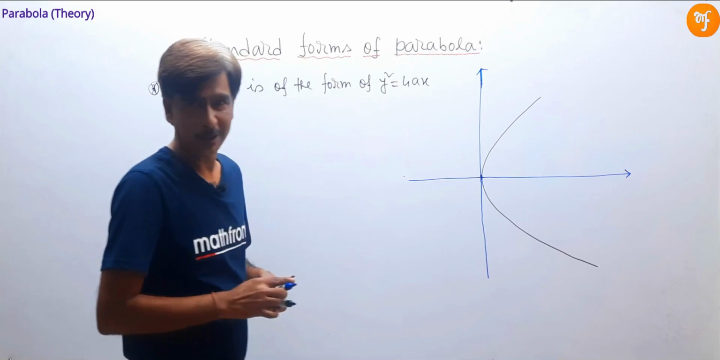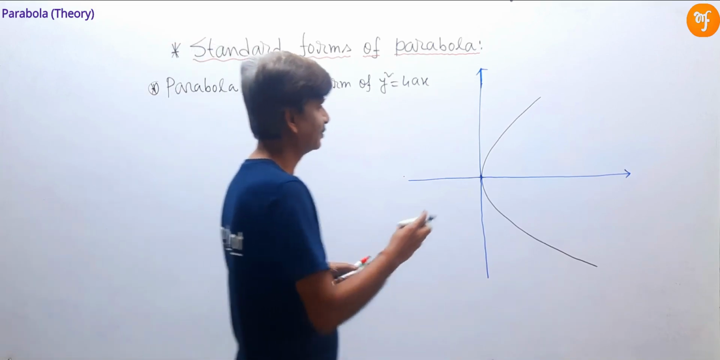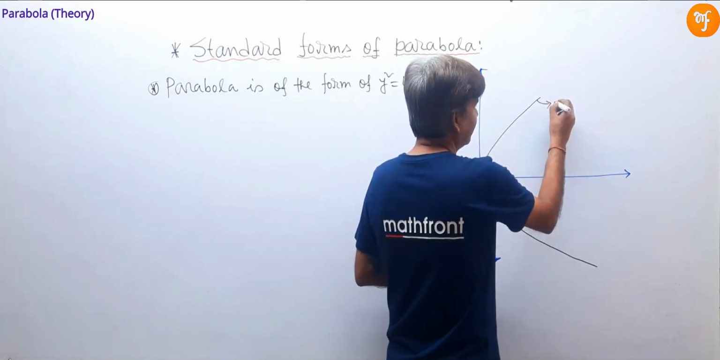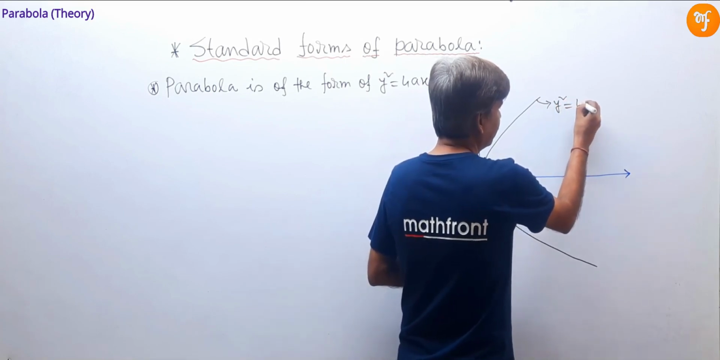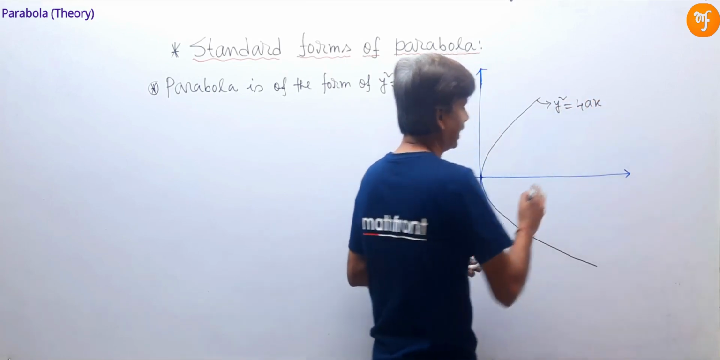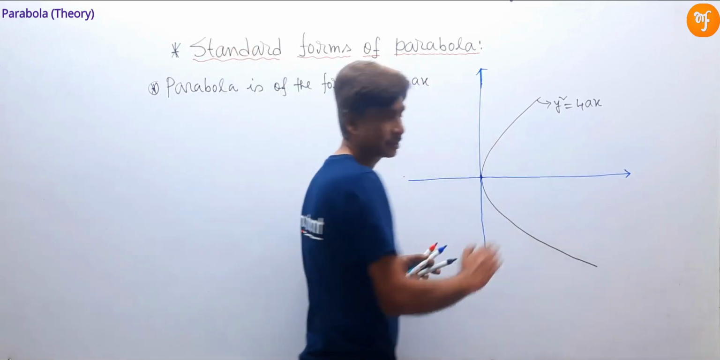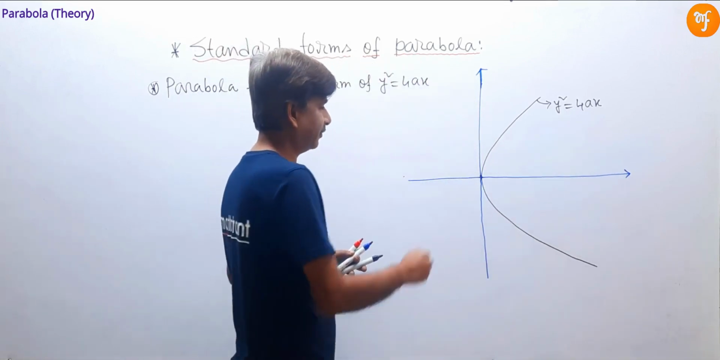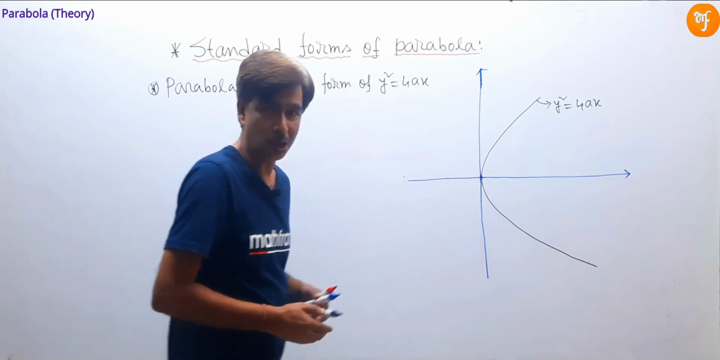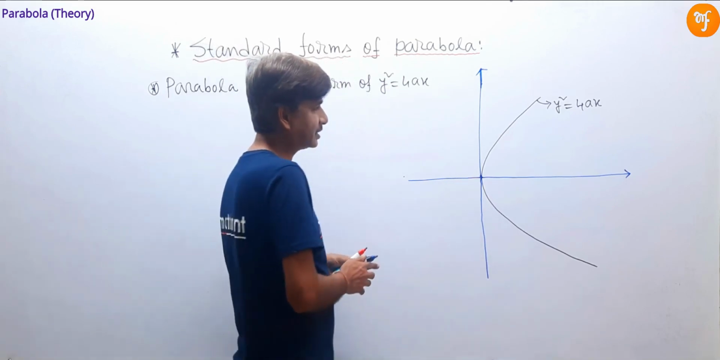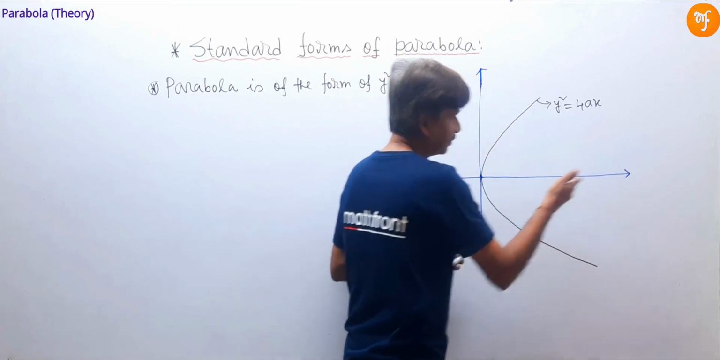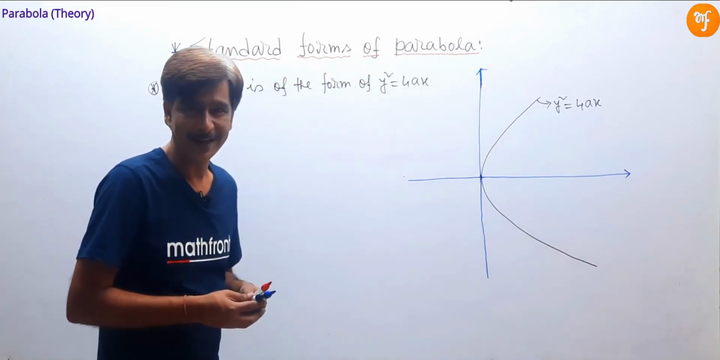This is the parabola whose equation is y square is equal to 4 into a into x. So the parabola is concave at right hand side and the vertex of the parabola is at the origin. Okay, and the axis of the parabola is the positive direction of x-axis.